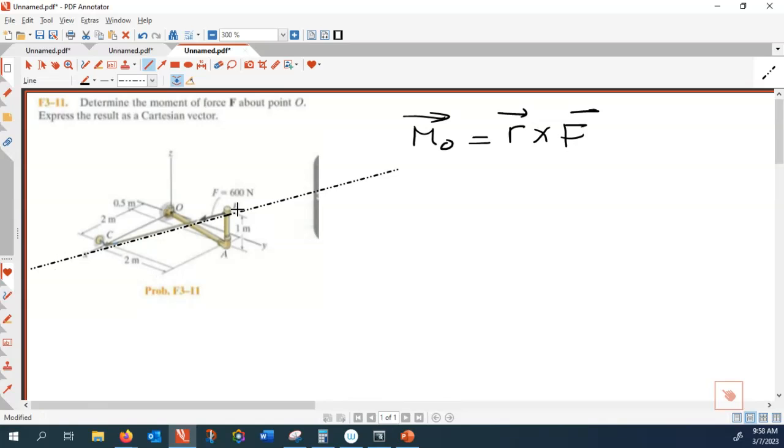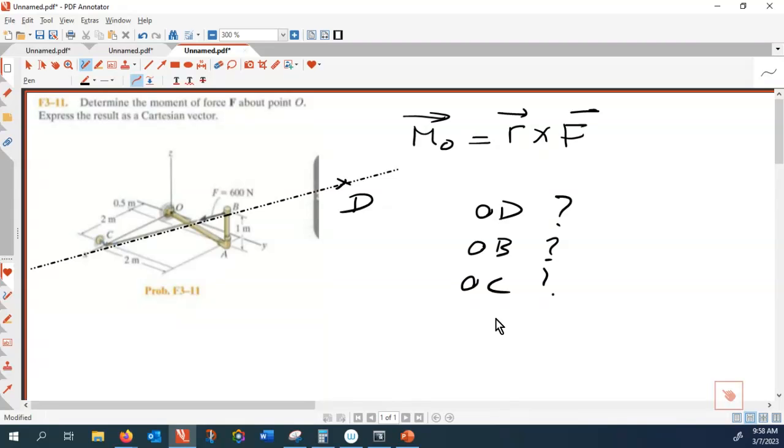So how many points are shown in the figure? Point C, point B, both of them are located on the line of action, right? What if I have another point here? I call this one D. Could I take my position vector OD? So the question is, should I use OD? Should I use OB? Or should I use OC? Which one? Any of them. Any of them, right?